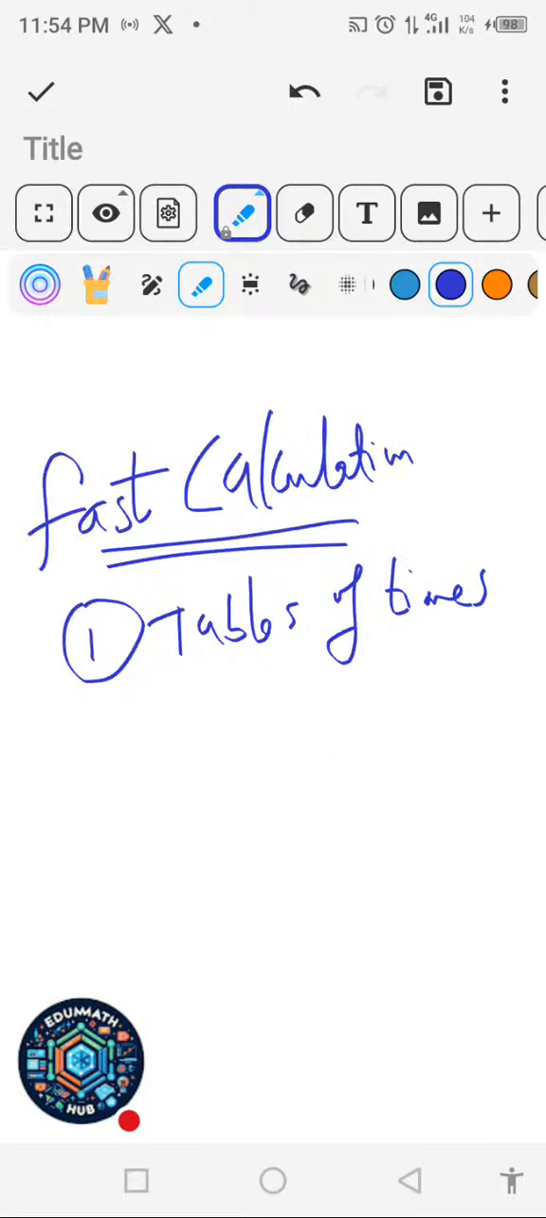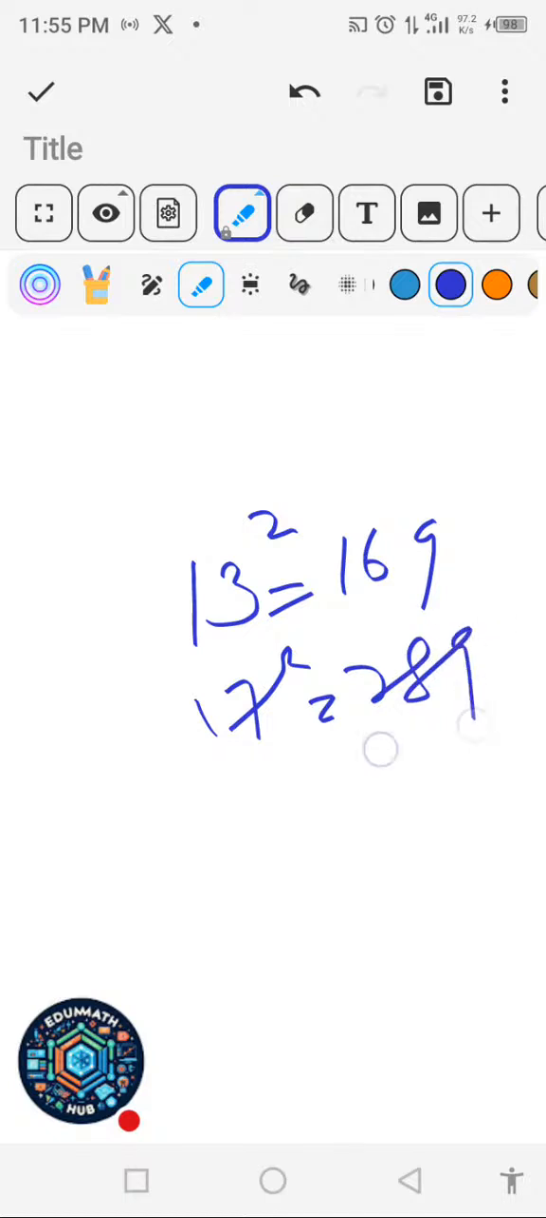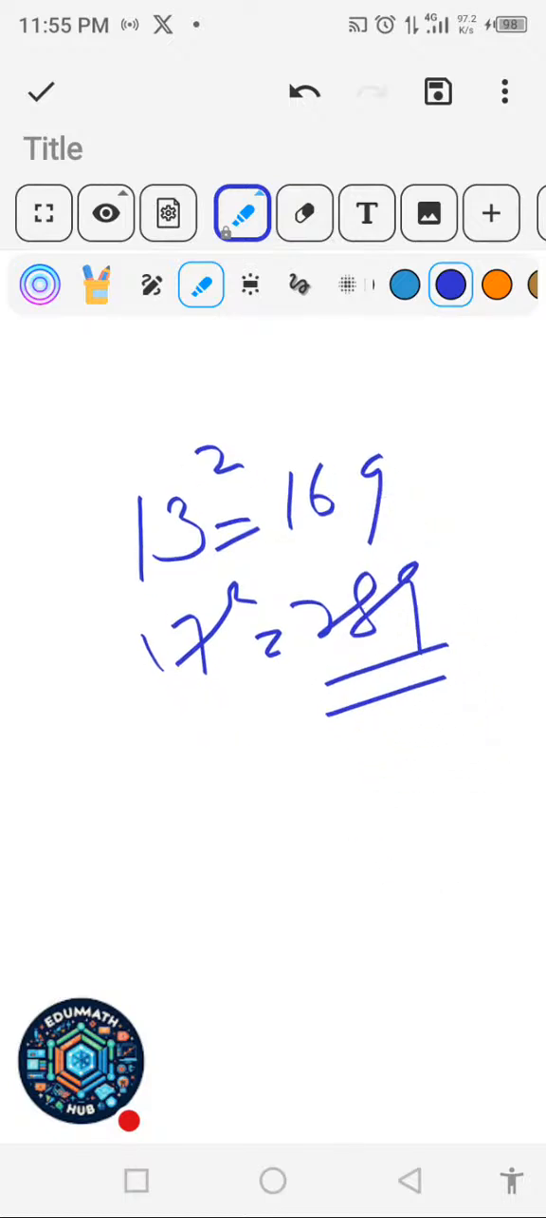Master it. 7 times 5, 35. 9 times 6, 54. 8 times 7, you understand, 56. 10 times 5, 50. Master all these things. The square of 13. 13 squared, 169. 17 squared, 289. Master it very well, because you've seen these things in Pythagoras theorem in your JAMB mathematics. Master fast calculation in your times table.